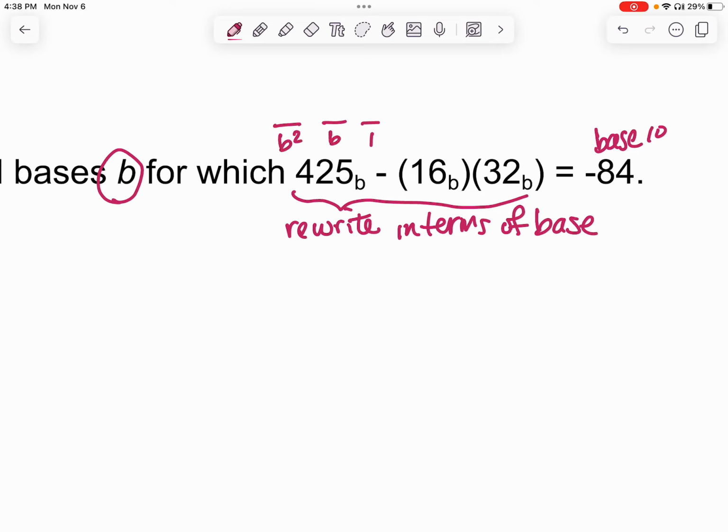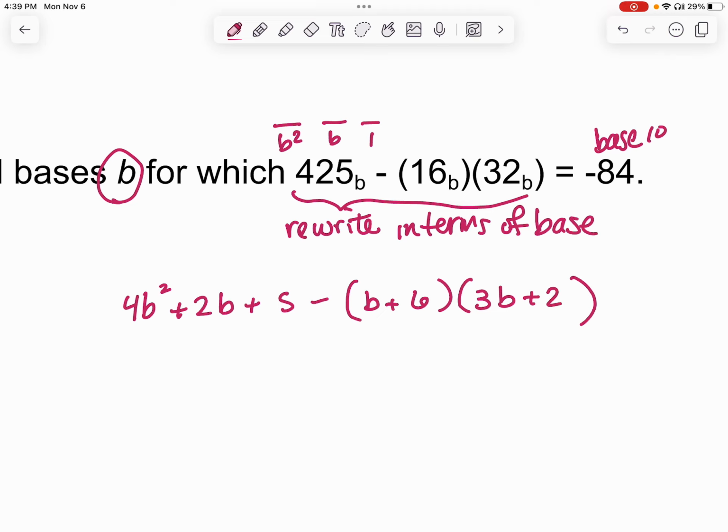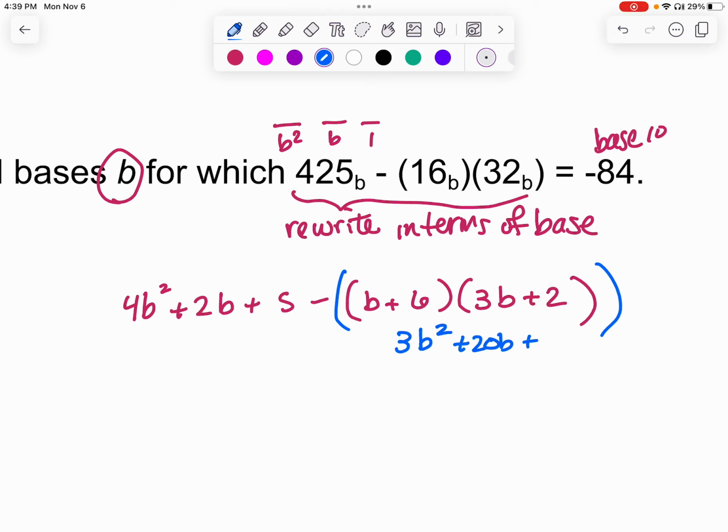So I can expand this to give me 4b squared plus 2b plus 5, and then minus, and then I'm going to have this over here. So 16 base b is going to give me b plus 6, and then I'm going to have that times 32, which will be 3b plus 2. And so now I have to multiply this product and then subtract all of it. So that will give me 3b squared plus 20b plus 12, and I have to subtract all of that.